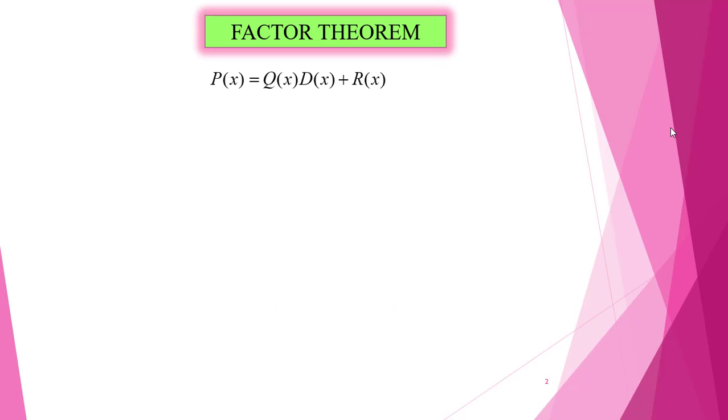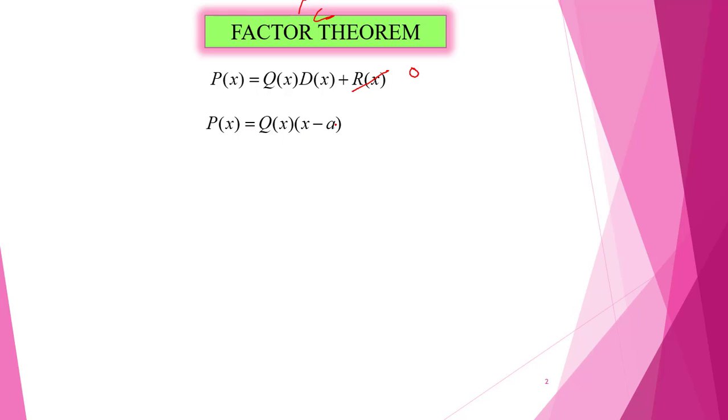Let's see the remainder theorem expression of the polynomial, which is p of x is equal to quotient of x times divisor of x plus remainder. So if x minus a is indeed a factor of p of x, then the remainder after division by x minus a will be 0. That means the remainder R of x would be equal to 0. So p of x would be equal to q of x times x minus a.